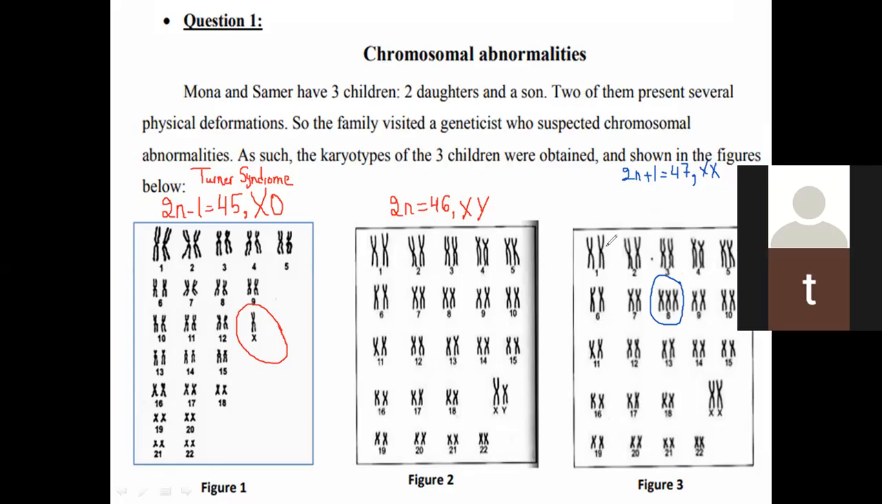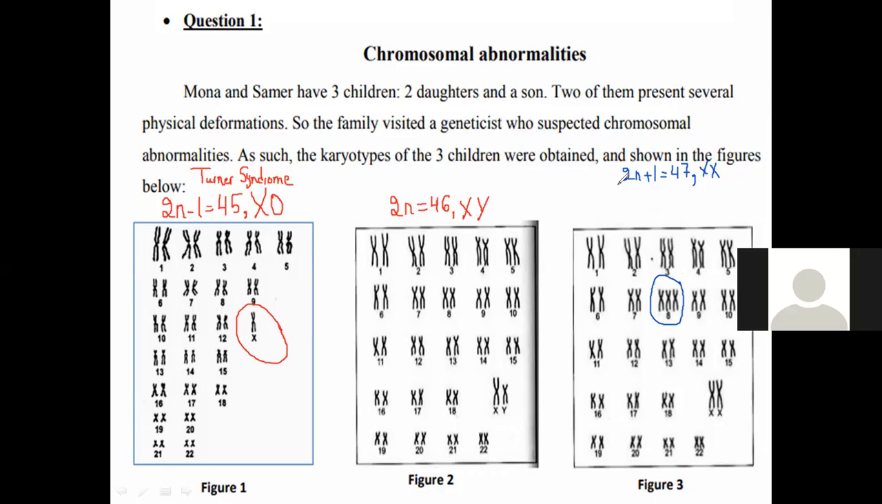Good morning. So here we have an additional chromosome on pair 8. So what do we call this abnormality? What is the name? Trisomy 8. Trisomy 8, very good.